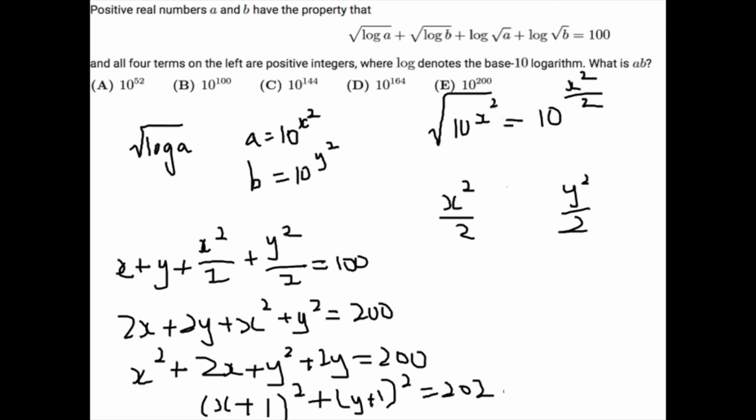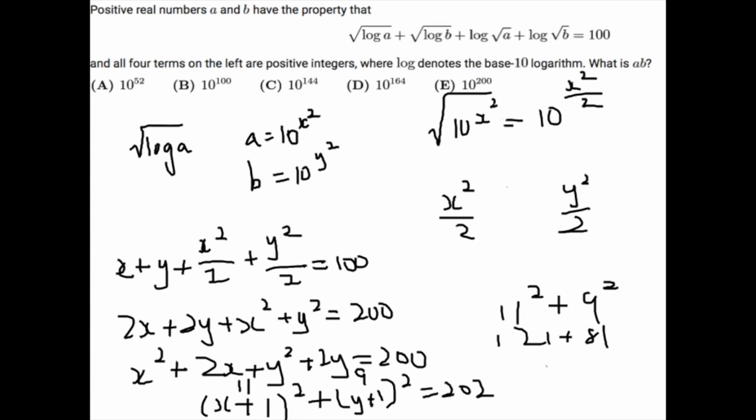And from here, we can just try sums of squares that add up to 202. There aren't that many. And there's actually just one, which is 11 squared plus 9 squared, I think. This is 121, this is 81, and these add to 202. So that means that x plus 1 is 11, and y plus 1 is 9. Or the other way around, it doesn't really matter.